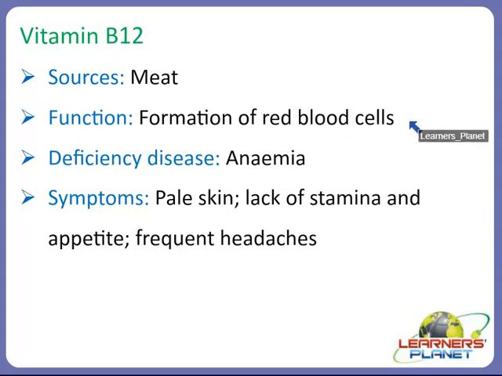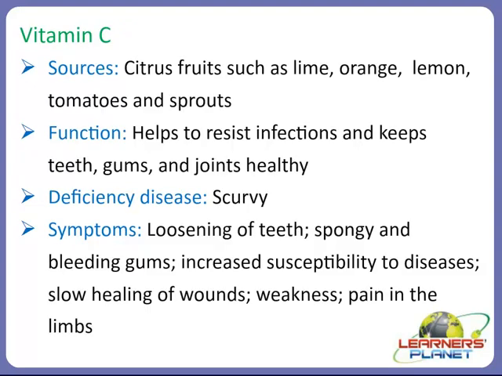There are many B group vitamins, but we have discussed only three of them: vitamin B1, vitamin B2 and vitamin B12. Let's move on to the next group of vitamin. Yes, vitamin C. As you know, students, the rich sources of vitamin C are citrus fruits such as lime, orange, lemon, and even other fruits like tomatoes and sprouts, right? Sprouts are very nutritious, right?